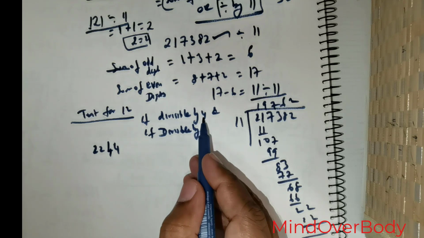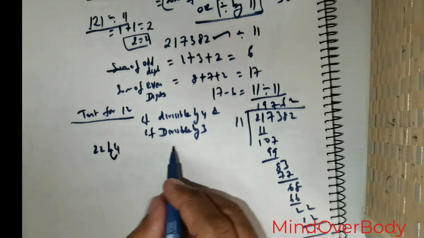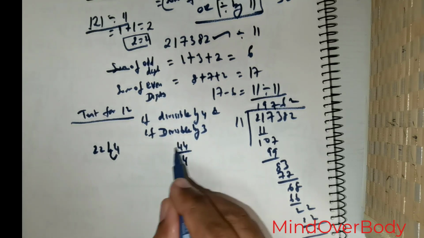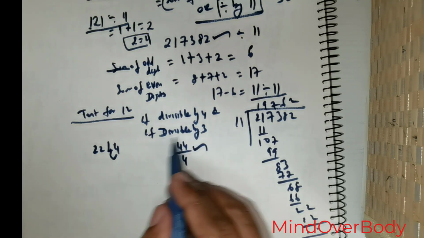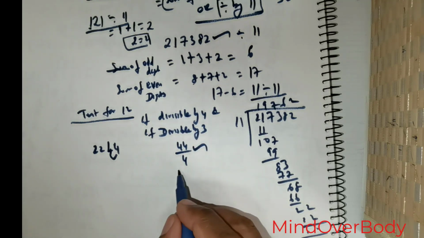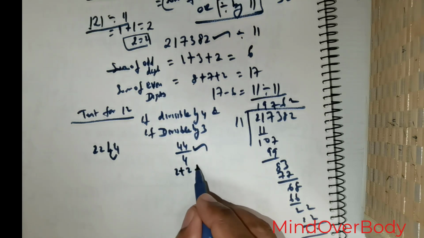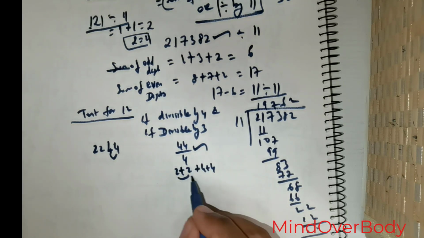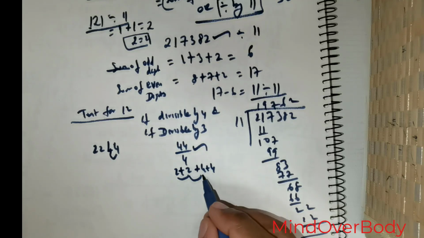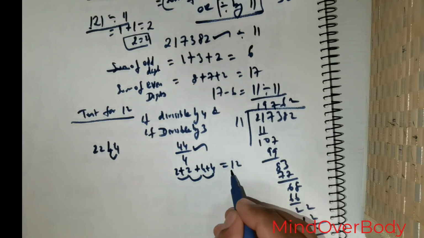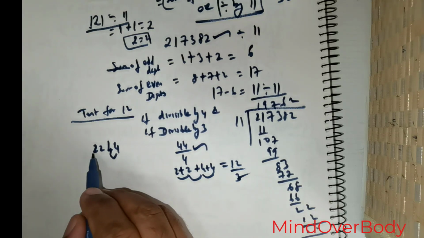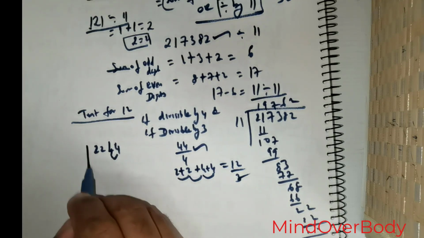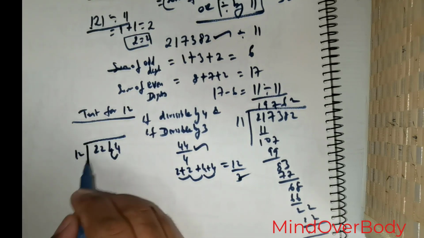Now the divisibility test for 4 is what? The last 2 digits should be divisible by 4. Yes, it is. Now to check the divisibility for 3, the sum of the digits should be divisible by 3. So 2 plus 2 plus 4 plus 4. What do you get? 2 plus 2 is 4, 4 plus 4 is 8, 8 plus 4 is 12, and clearly 12 is divisible by 3. So clearly 2244 is divisible by 12.